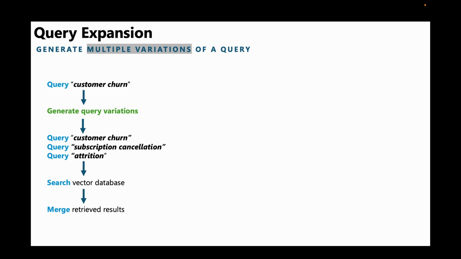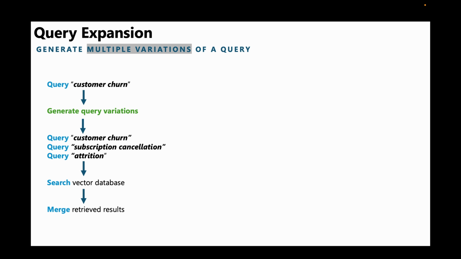Query expansion is a technique where the original query is expanded with related terms or concepts. Instead of relying on the exact words provided by the user, the system adds synonyms or contextually similar phrases. For example, a query like customer churn can be expanded to include terms such as subscription cancellation and attrition. Expanded query retrieves a broader and more relevant set of results from the vector database.